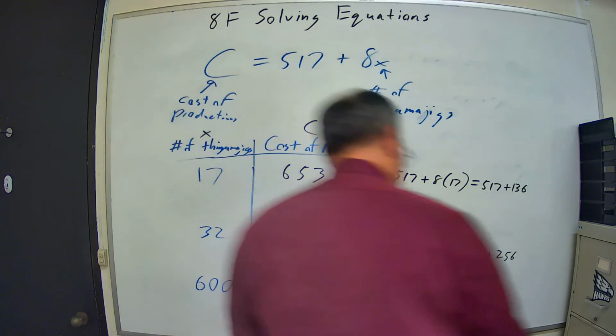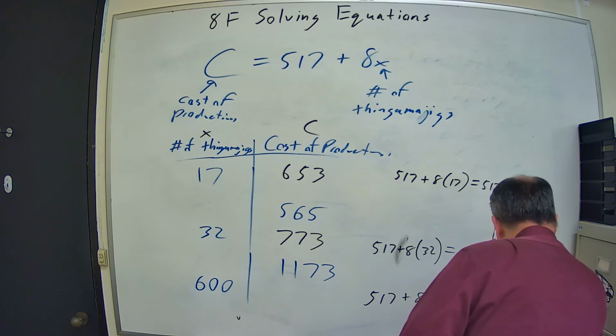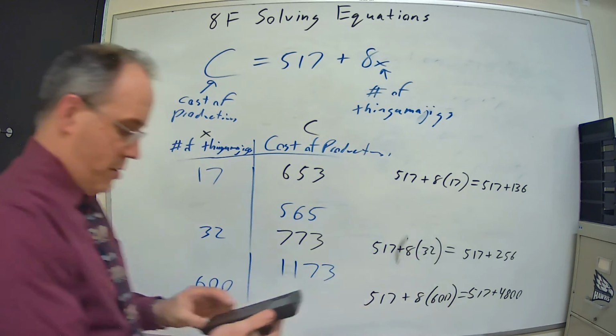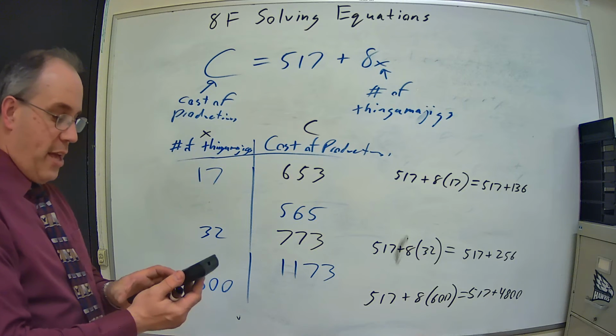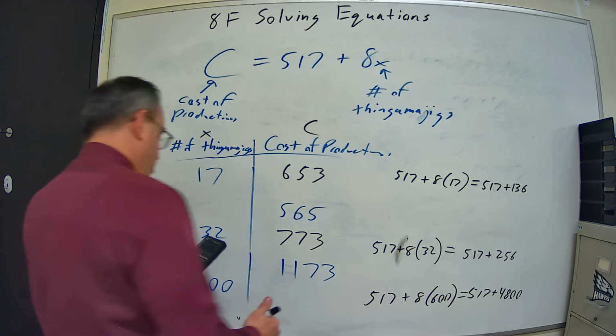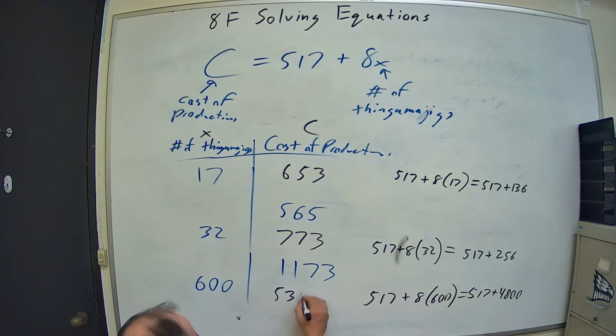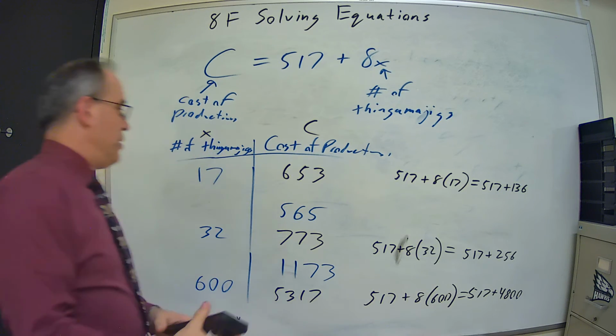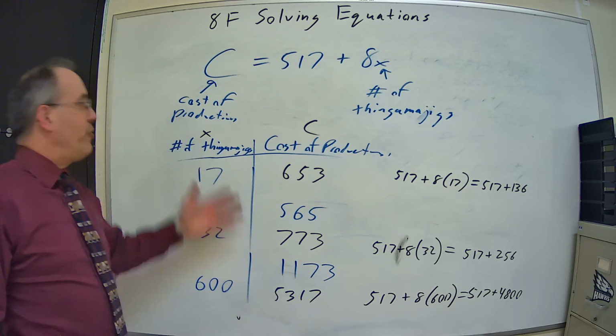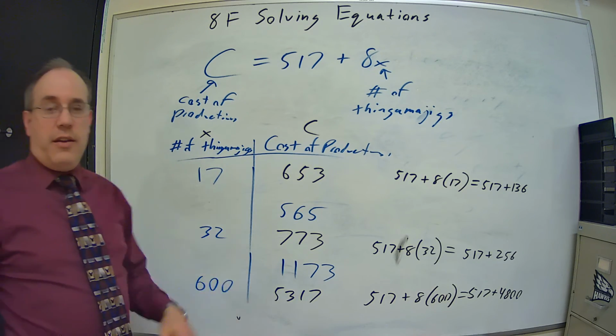So 4,800. So we add the 517 to that and we get 5,317. So we're able to fill in this side. Well, how do we fill in this other side?